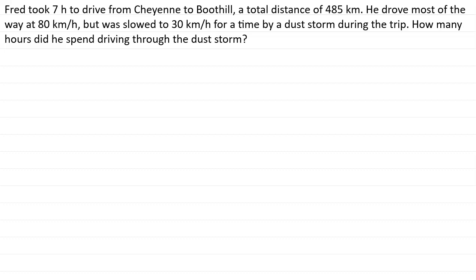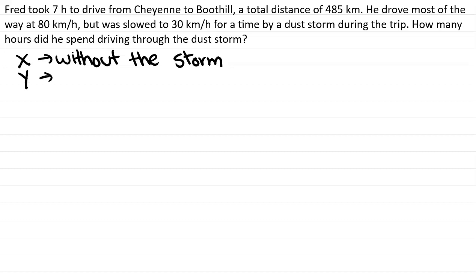The first one is x. This will represent the number of hours Fred drove without the dust storm. So this is without the storm. And we're also going to create a second variable, y, which will represent the number of hours with the storm.